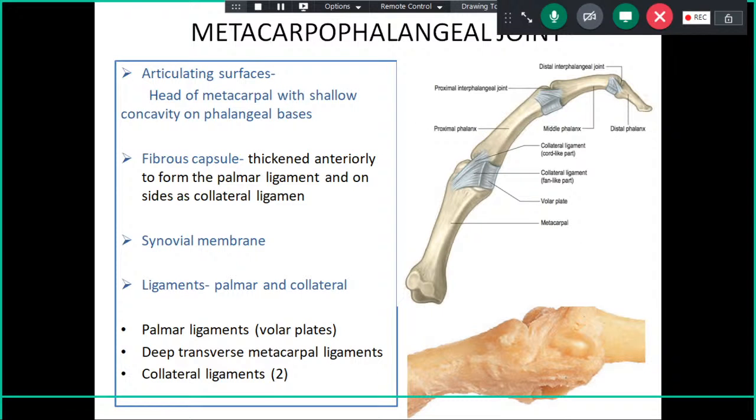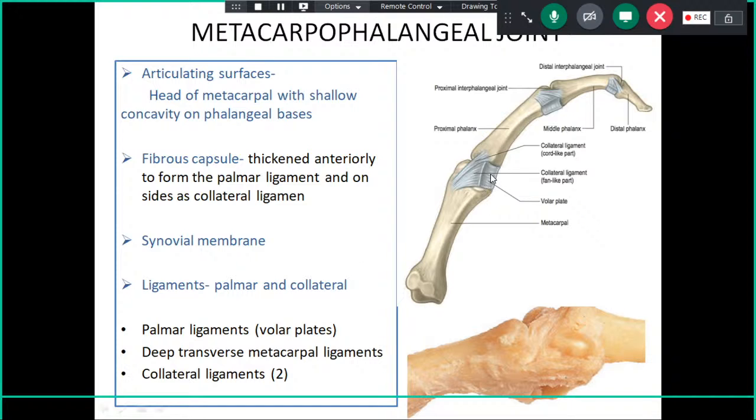For the metacarpophalangeal joints, the articular surfaces are the head of the metacarpal with a shallow concavity on the phalangeal base. The base of the proximal phalanx articulates with the head of the metacarpal. The fibrous capsule in the metacarpophalangeal joints is thickened anteriorly to form the palmar ligaments.